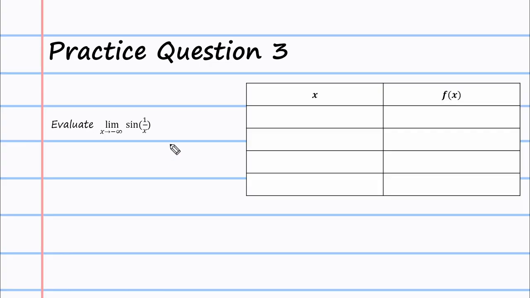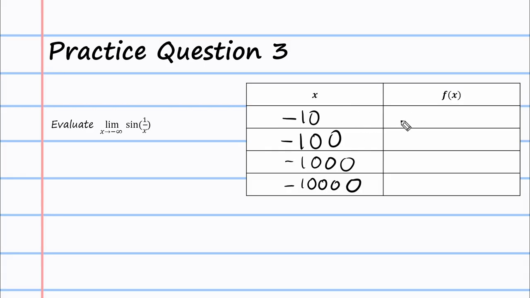Ready? Okay, so if you want to use the tabular method of evaluating limits at infinity, or in this case, negative infinity, what you're going to do is plug in values that are really, really big, or in this case, really, really small. So I'm plugging in these values for x, and then we can just see what f of x approaches, okay?